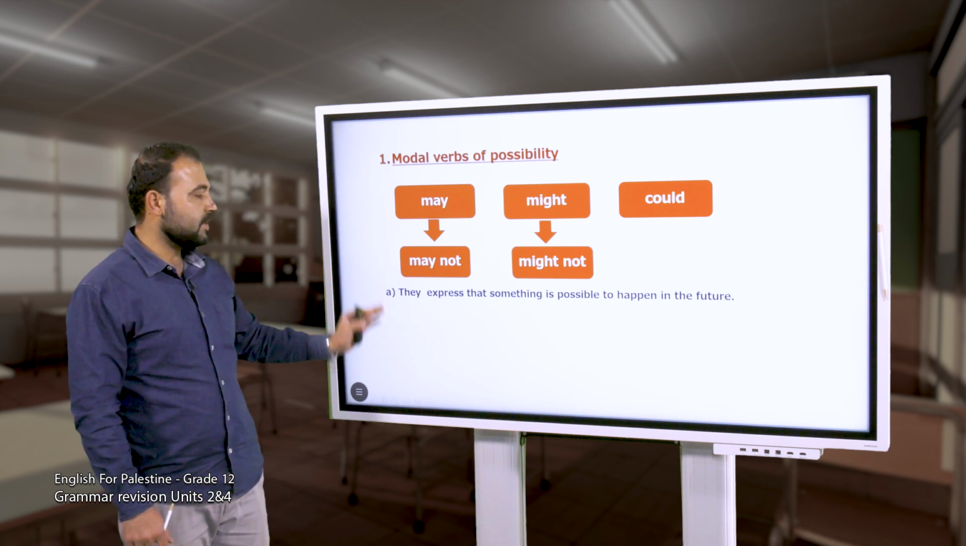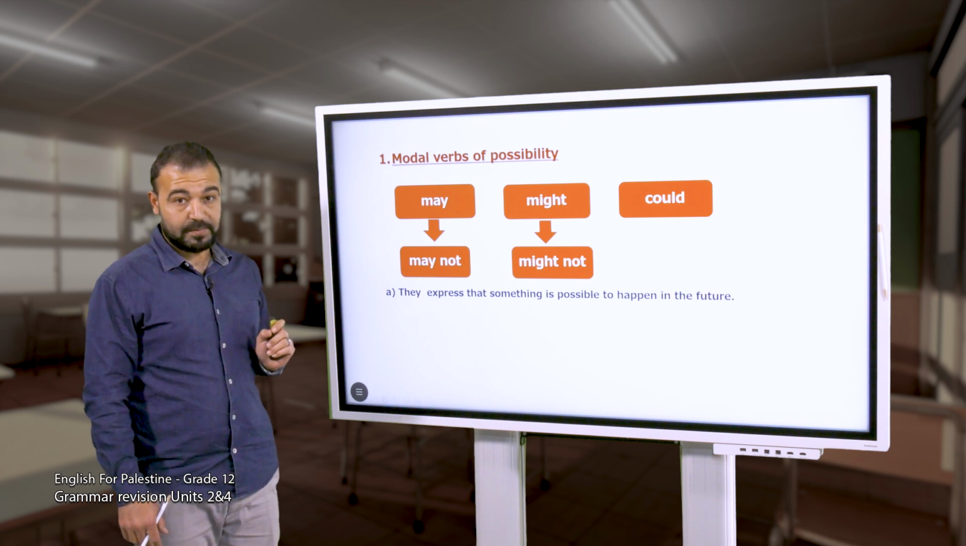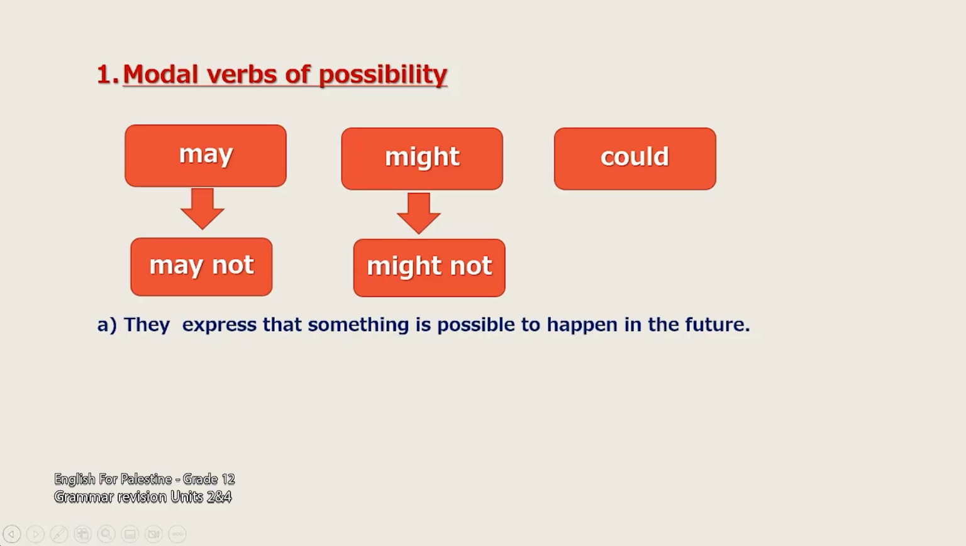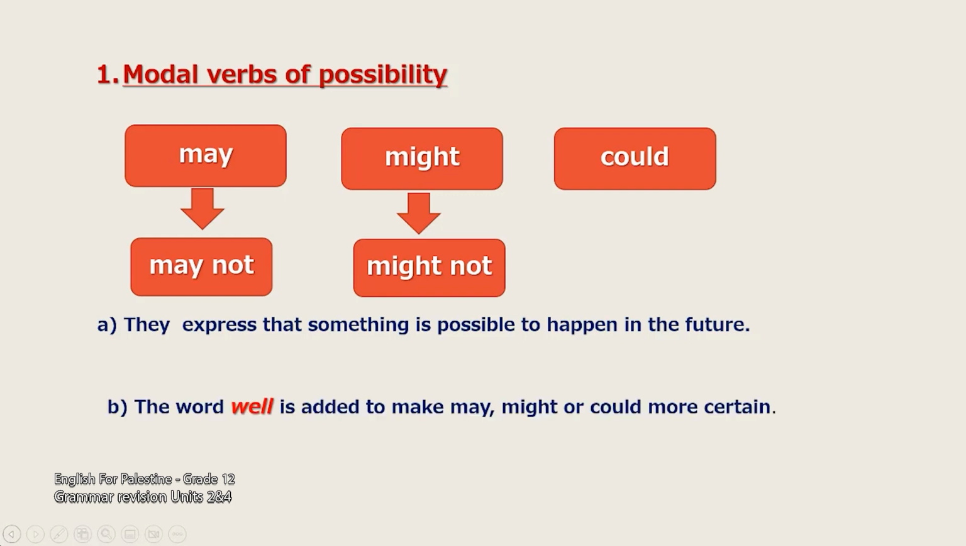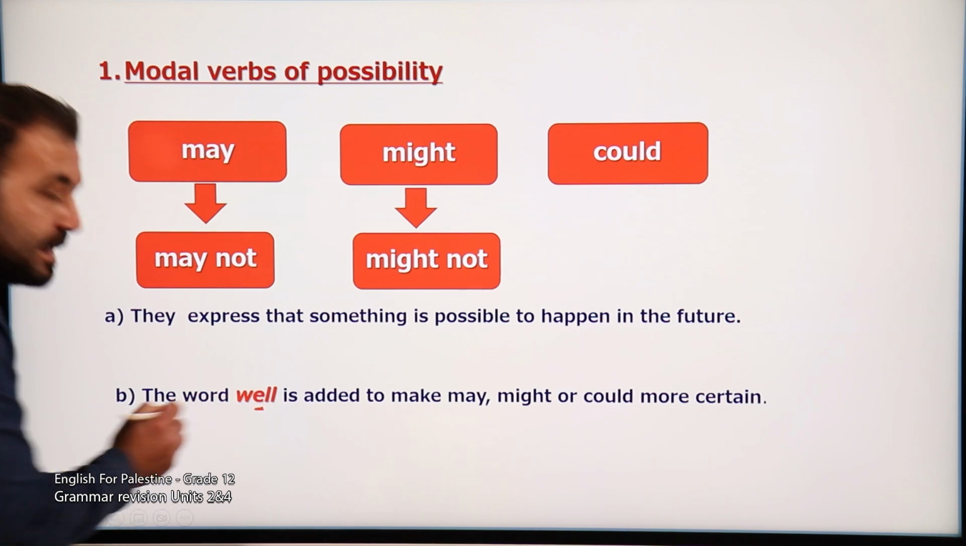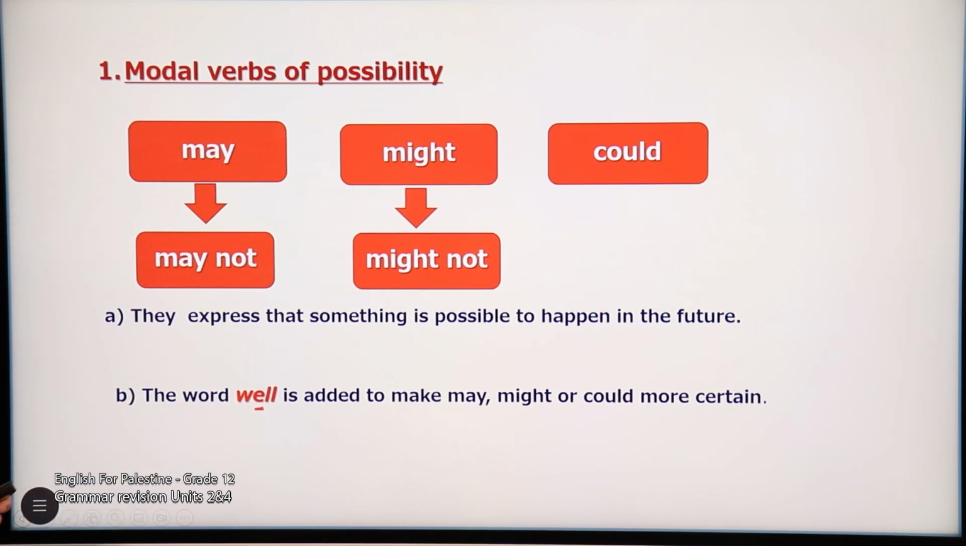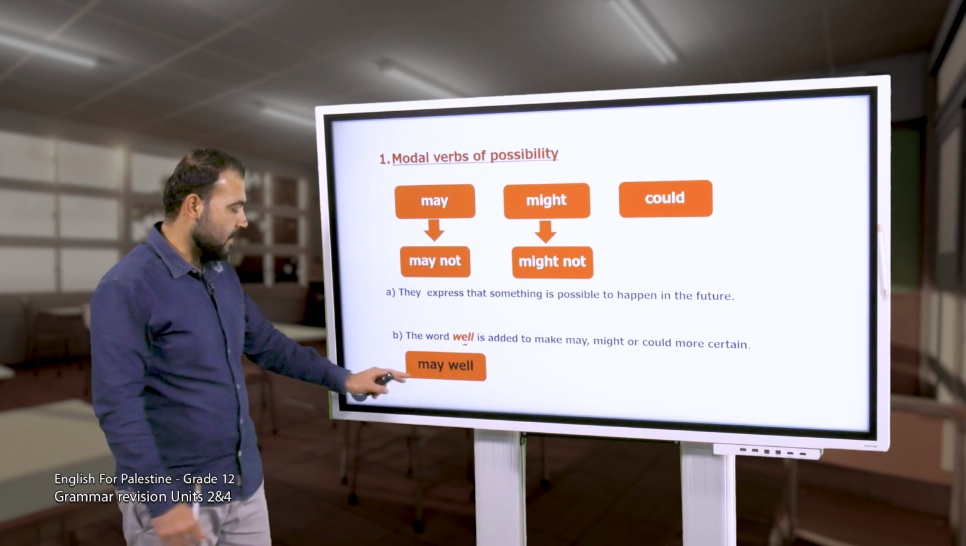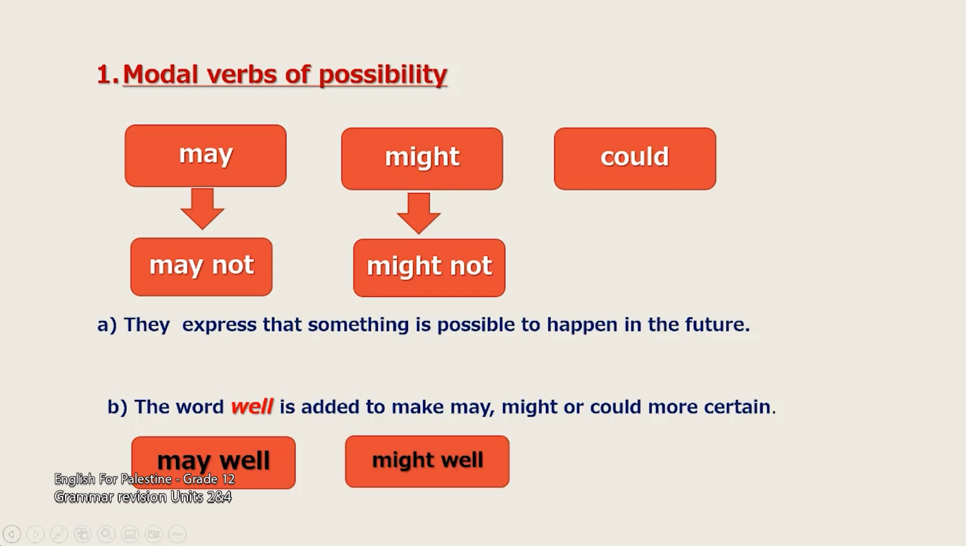So, the first point about modal verbs of possibility: they express that something is possible to happen in the future. Point number 2, the word will is added to make may, might, or could more certain. And pay attention that it's with E, will. May will, might will, could will.